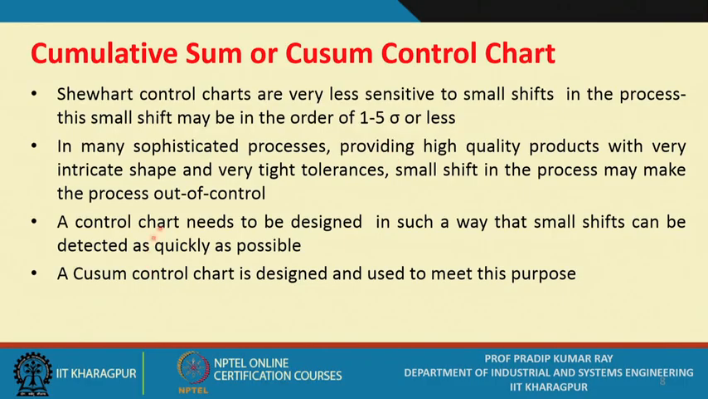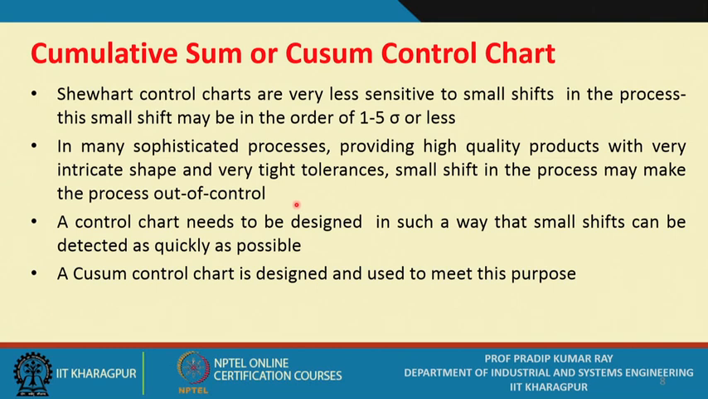Whereas it may not be that sensitive when the shift magnitude is very, very small, that means less than 1.5 sigma. In many sophisticated processes, providing high quality products with very intricate shapes and very tight tolerances, like automobile parts or aircraft parts, a small shift in the process may make the process out of control.